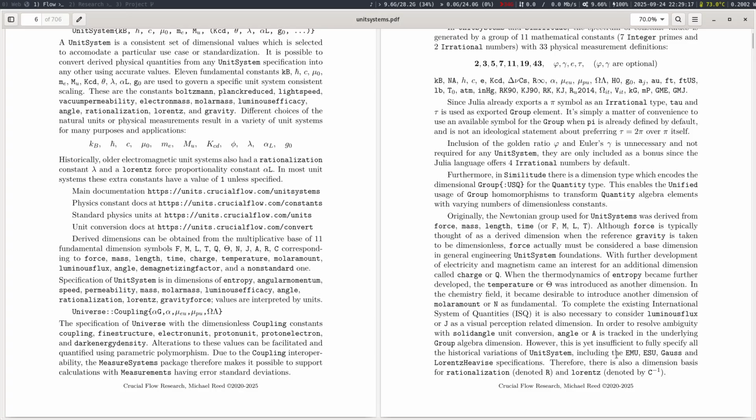However, this is yet insufficient to fully specify all the historical variations of unit system, including the EMU, ESU, Gauss, and Lorentz-Heaviside specification. Therefore, there is also a dimension basis for rationalization, denoted by R, and Lorentz, denoted by C inverse. So the C dimension is actually the inverse of this.